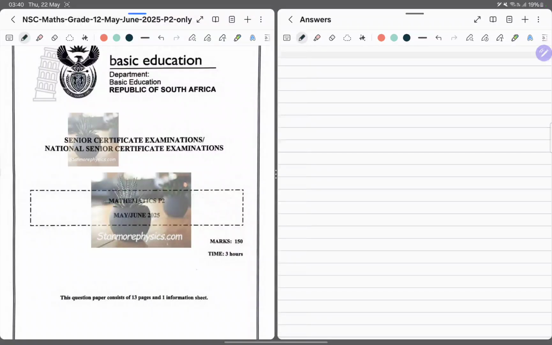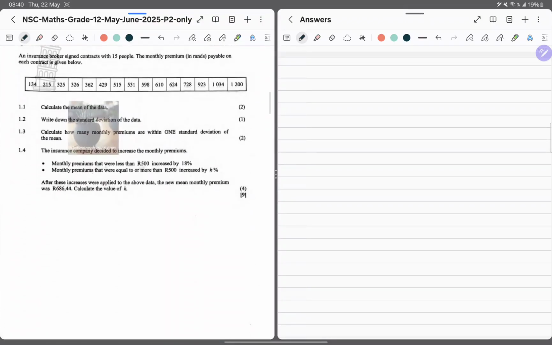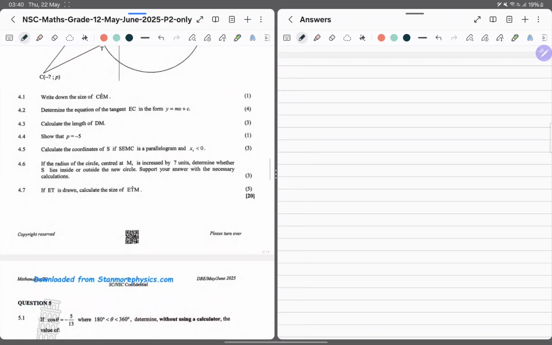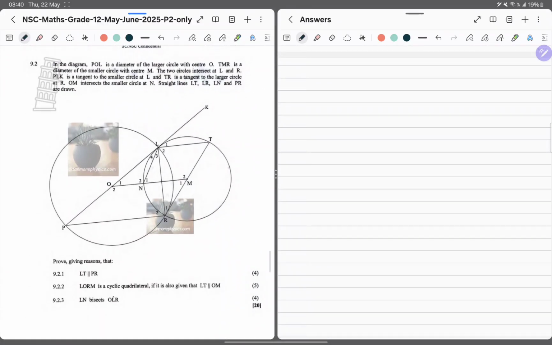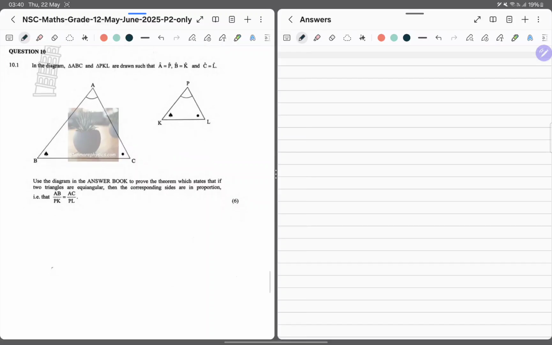Hey grade 12s, so I just got the copy from Stanmore Physics of the May-June 2025 paper 2. At least this one is a complete paper, so we have gone through the bulk of this paper. We were just missing the last question 10.